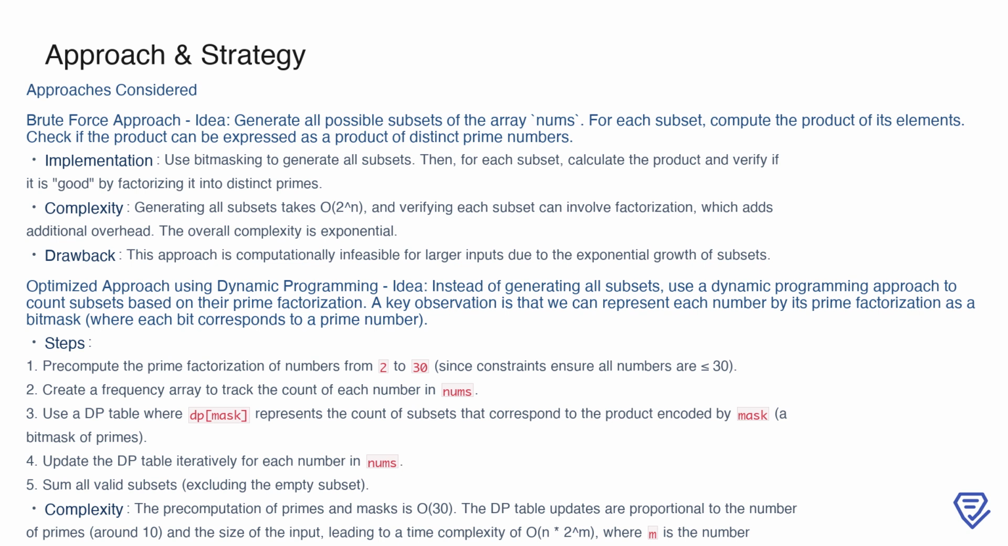The DP table, dp[mask], is used to store the count of subsets that correspond to the product encoded by mask. By iterating through each number in nums and updating the DP table accordingly, we effectively calculate the count of valid subsets without explicitly generating them. Finally, we sum up all valid subsets, excluding the empty subset, to get the result. This approach has a much more manageable complexity of n * 2^m, where m is the number of primes less than or equal to 30.